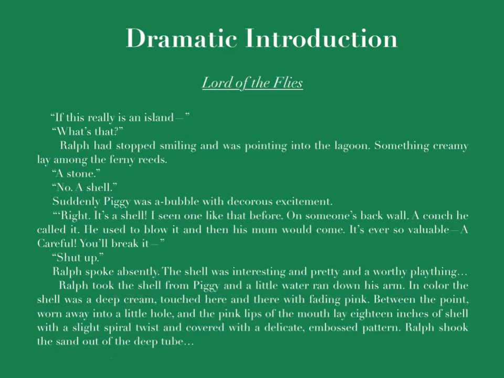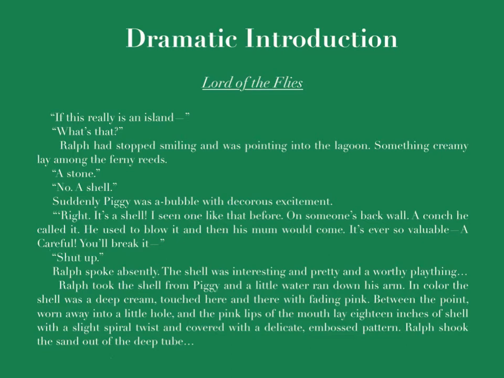So what you can tell is that it's just a shell, but William Golding is going on and on about it, and it continues after this passage ends. They figure out that they can blow through the conch shell, and it makes a sound like a trumpet. And the shell becomes a symbolic object in the book.